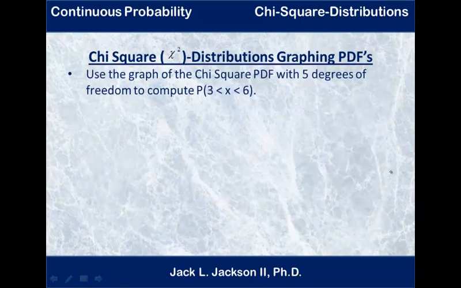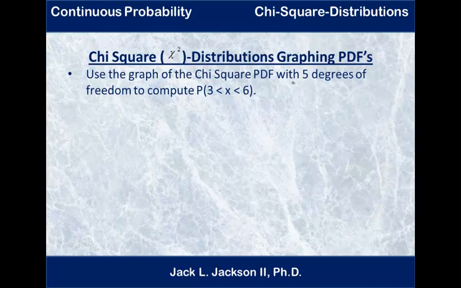So for our next task, let's use the graph of one of these chi-square distributions. Let's say the one with 5 degrees of freedom. And let's compute the probability that the chi-square value, the x value of the chi-square, is between 3 and 6. And while we're at it, let's go ahead and illustrate that by shading an appropriate corresponding area as well. Go ahead and do that.